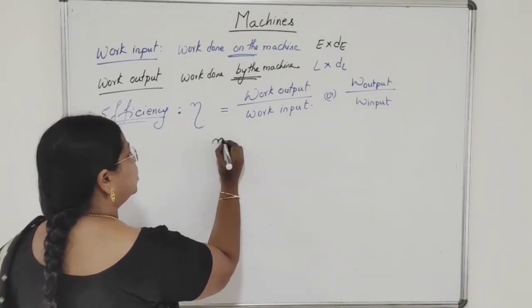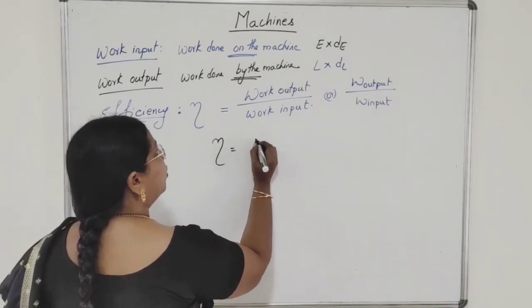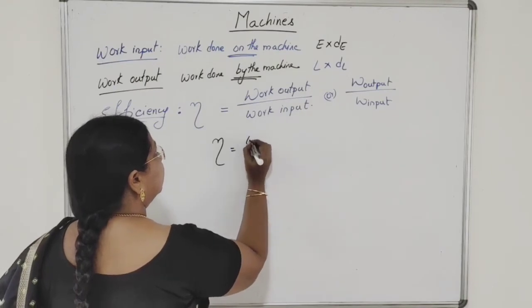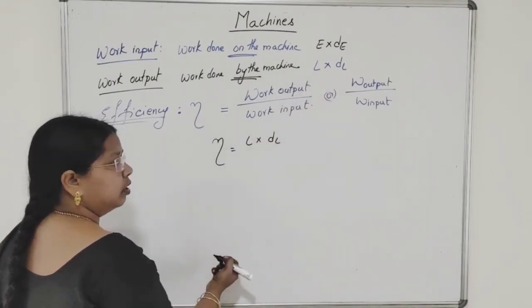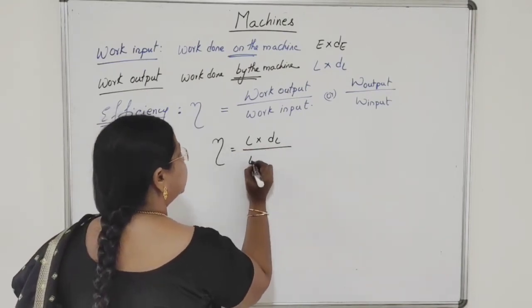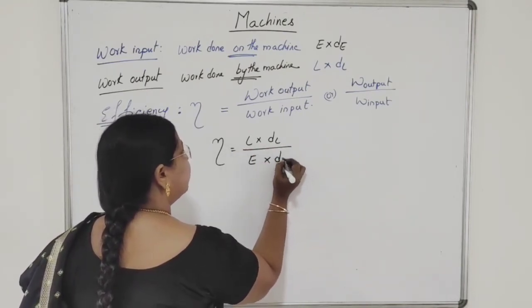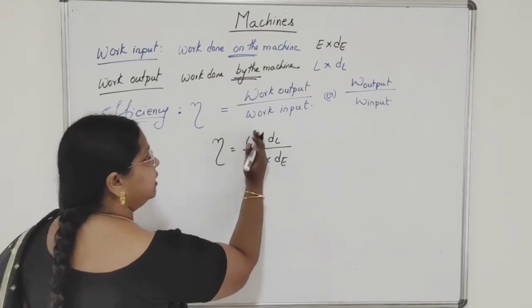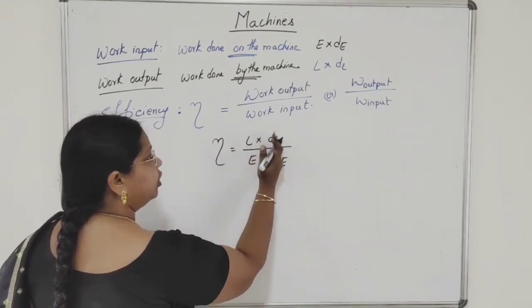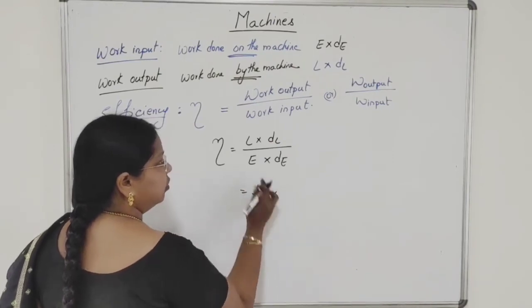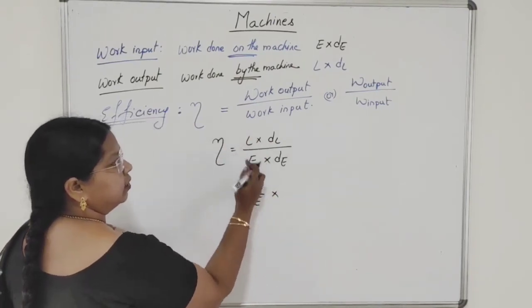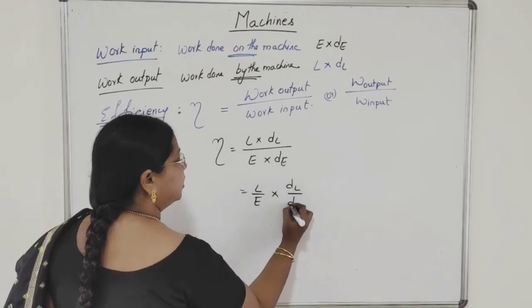So efficiency is equal to work output, which is load into displacement of load, over work input, which is effort into displacement of effort. Let us write them separately. So load by effort into dL by dE.